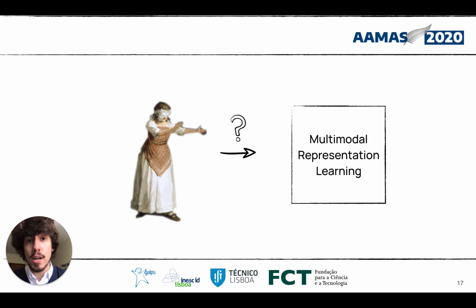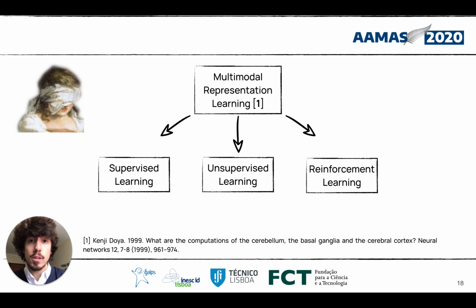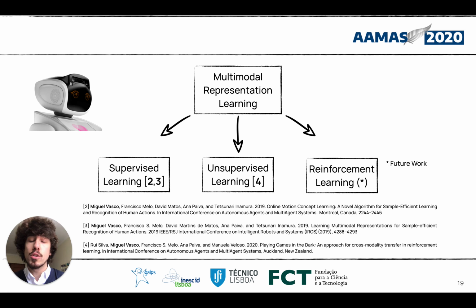Quite unsurprisingly, they do so in a myriad of ways, considering supervised, unsupervised, and reinforcement learning mechanisms, which are computed in specific modules of the brain. We take the same approach with our work. So we wish to understand how artificial agents are able to learn these multimodal representations through supervised, unsupervised, and reinforcement learning mechanisms. So far we have addressed the first two mechanisms, and we wish to tackle reinforcement learning in future work.